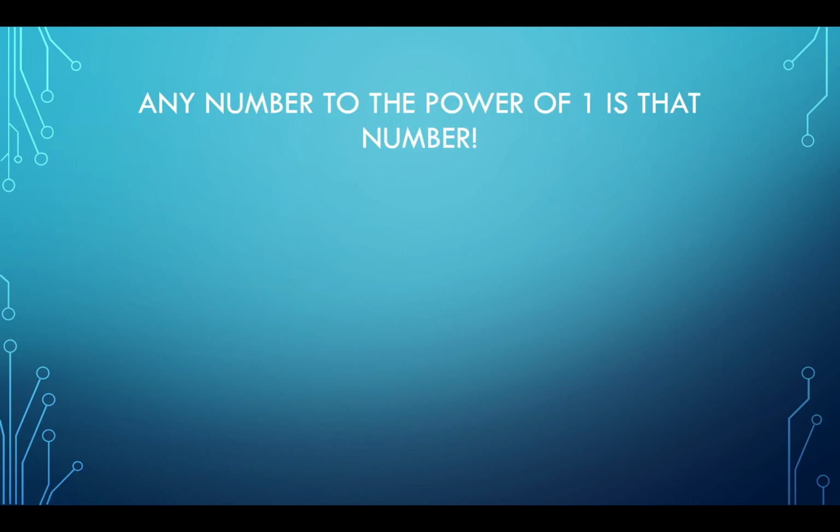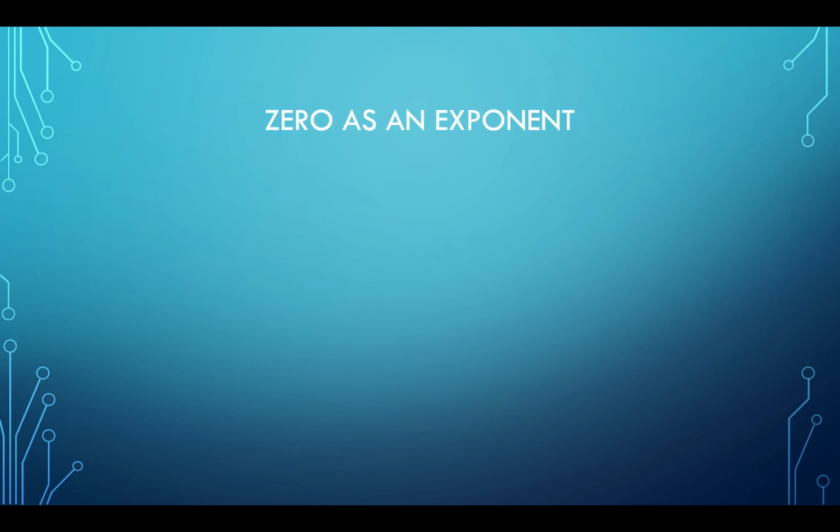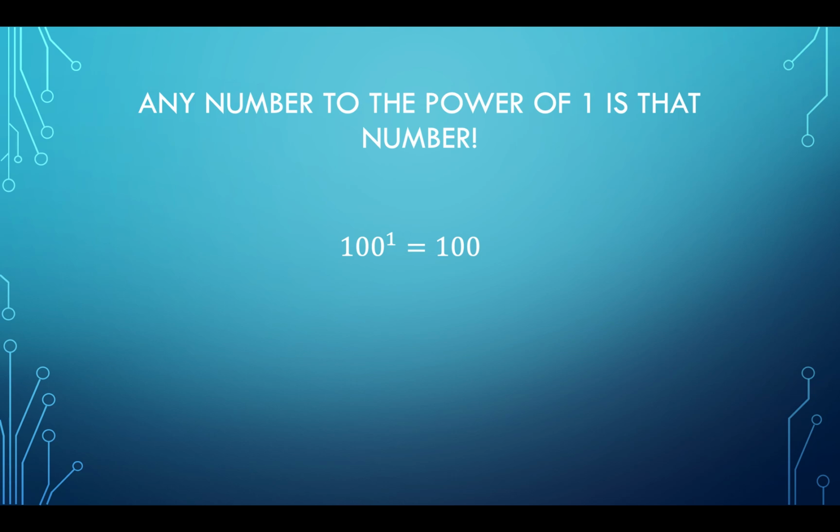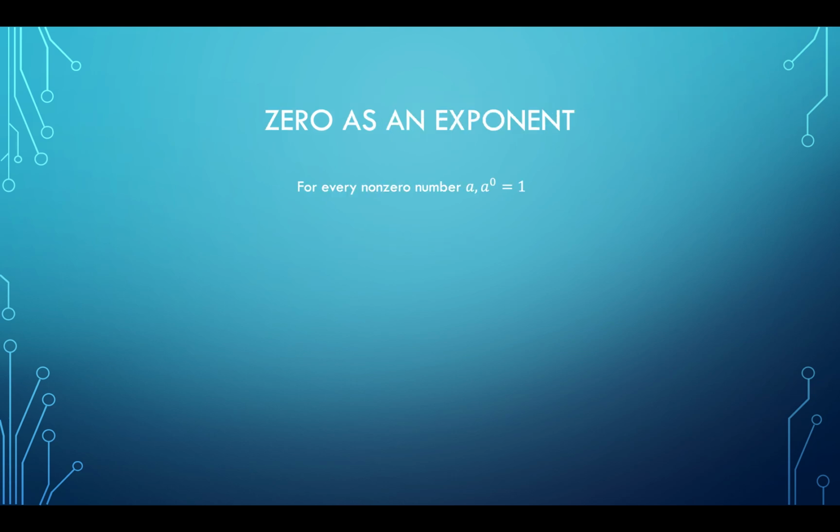Any number to the power of 1 is that number. So if I gave you 100 to the first power, that would be equal to 100. Now 0 as an exponent: for every non-zero number a, a to the 0 power is equal to 1. 4 to the 0 would be equal to 1. Negative 3 to the 0 would be equal to 1. 5.14 to the 0 is equal to 1.